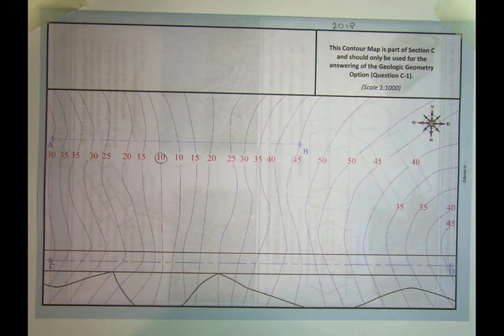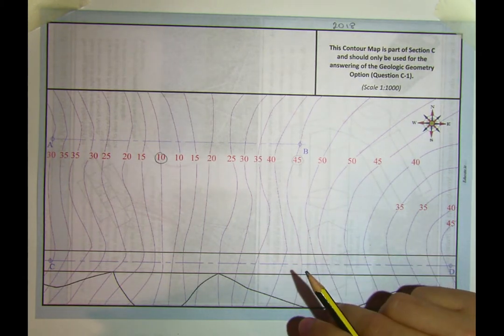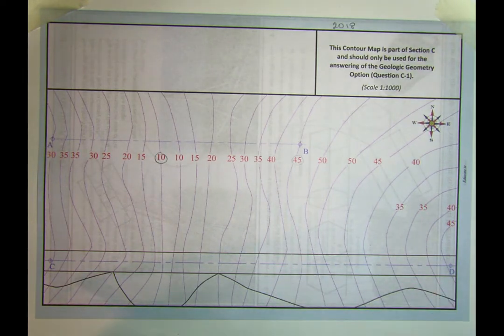This is the 2018 Ordinary Level question C1, Geologic Geometry. This map is located on the back of the Section A questions, and then you'll find the information for the question in the exam paper itself. So that'll be the first question of Section C. Three parts to this question.